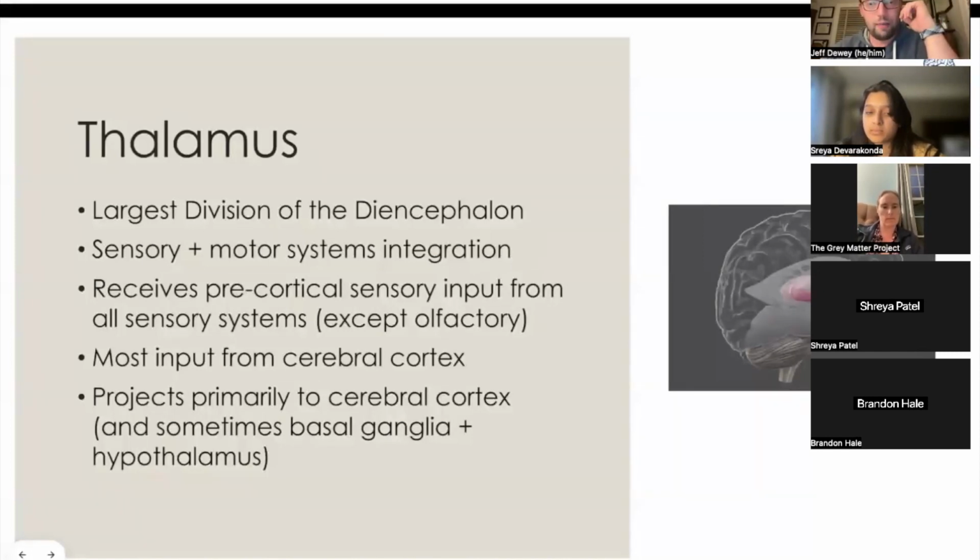Most of that comes and goes to the cortex, but it also sends things to the deeper structures down the spinal cord to the peripheral nerves and receives from the peripheral nerves, etc.